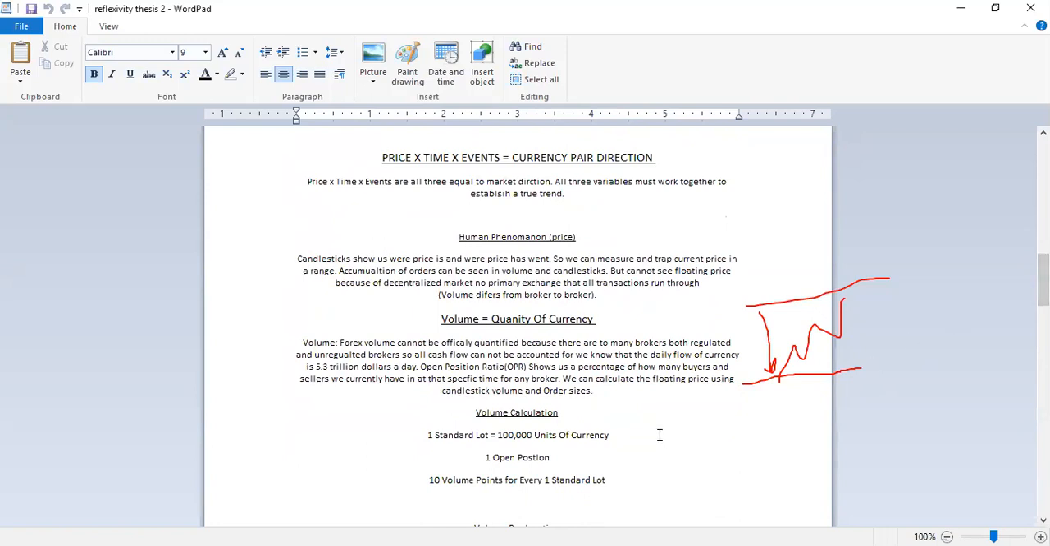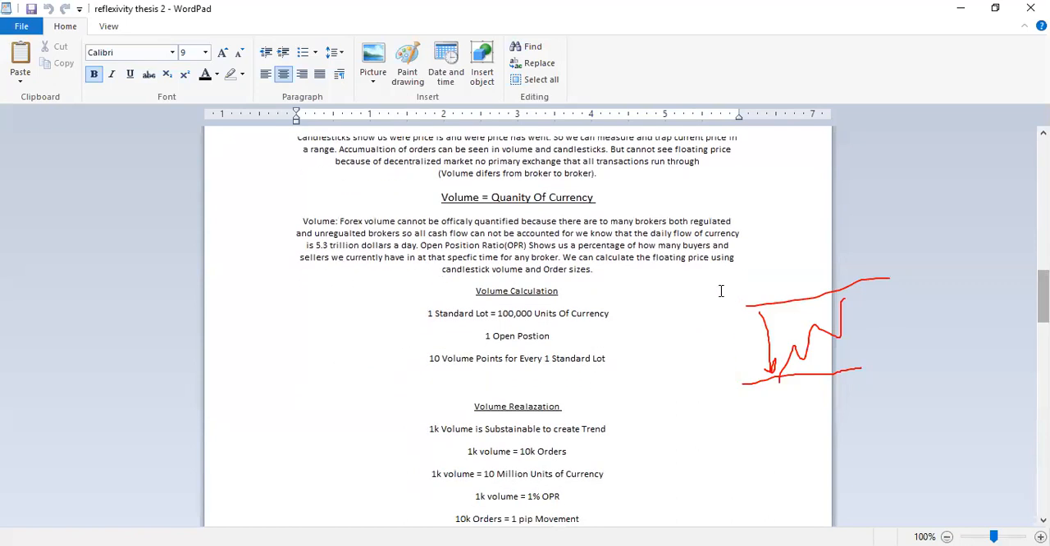So volume for Forex cannot be officially quantified because there's too many brokers, both regulated and unregulated. So all cash flow cannot be accounted for. We know that the daily cash flow of currency is $5.3 trillion a day. The open position ratio shows us a percentage of how many buyers and sellers we currently have at a specific point of time for any broker. So we're able to calculate the floating price using candlestick volume and order sizes. So this is the volume calculation, which we're going to start to talk about for the next 2 weeks or so, showing you guys the importance of volume.